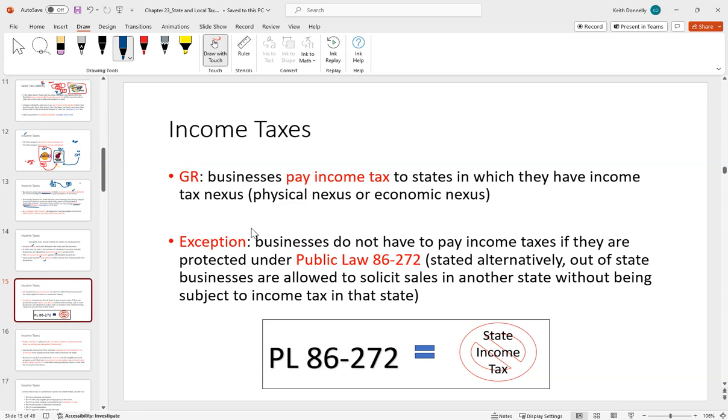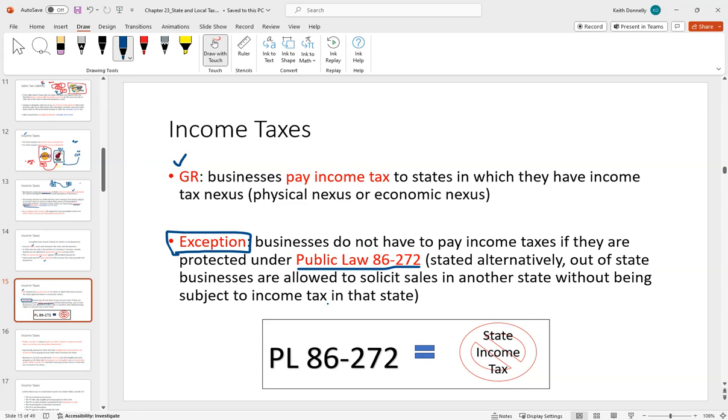Continuing here with income tax, we've talked about the general rule: businesses pay income tax to where they have nexus, whether that's physical or economic. The exception for this is Public Law 86-272. It's just the federal law. That's the numbering on it.